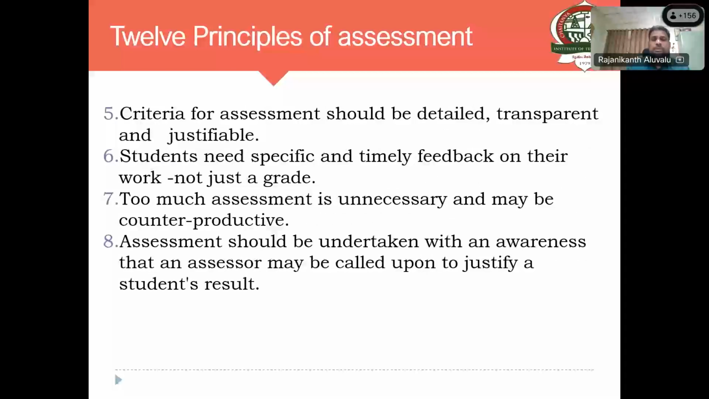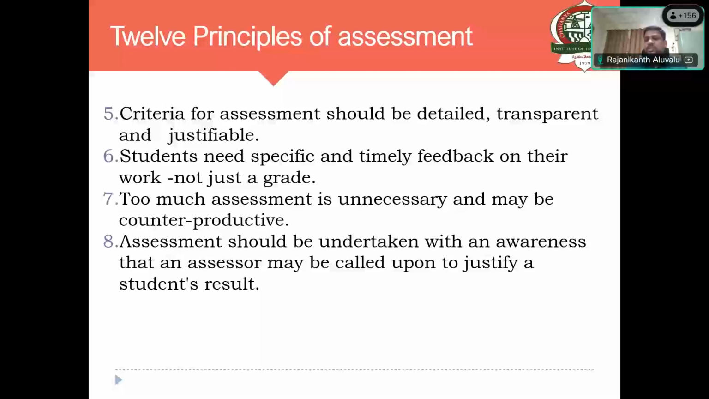So then moving to the fifth principle of assessment, it says that the criteria for assessment should be detailed, transferable, transparent and justifiable. So now, as I said, give a rubric which is always detailed, which is transparent, and it should be justifiable. Again, when you're giving detailed, you're not supposed to give something which is not taught. You're not supposed to give something which can't be done within the given time. So whatever you're giving, it should be justifiable for the student.